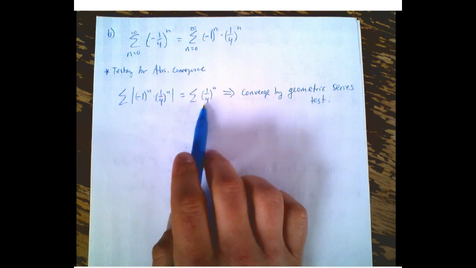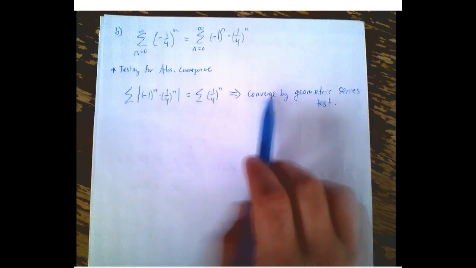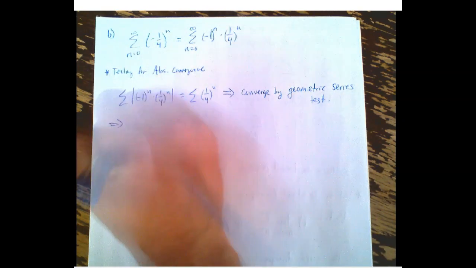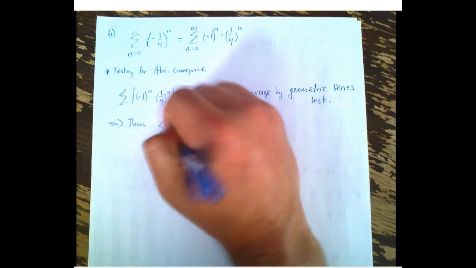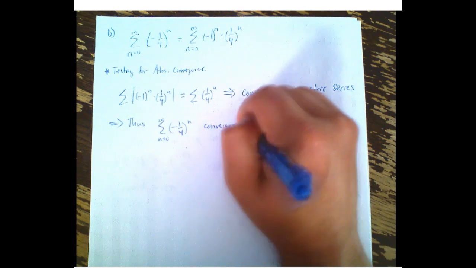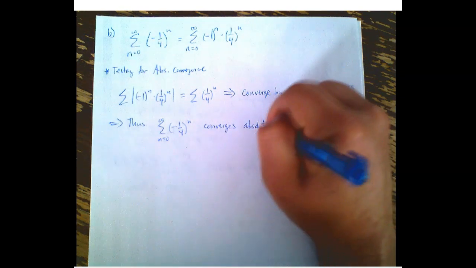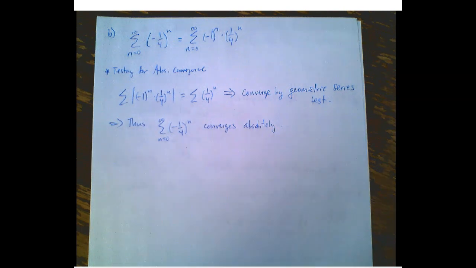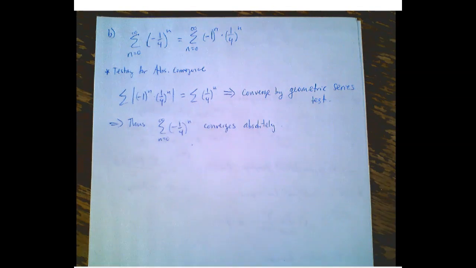So it's a good idea to get practice with identifying this special type. In particular, there are really only two that are very simple, the p-series and the geometric series. So we know that this guy converges, therefore we can conclude what? That we have absolute convergence. Thus, sigma negative 1/4 to the n converges absolutely. Okay. And we're done. We don't need to check for conditional convergence because we already know it converges absolutely. That's the strong type of convergence here.